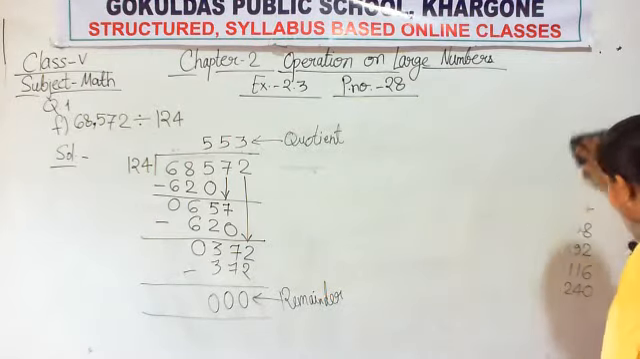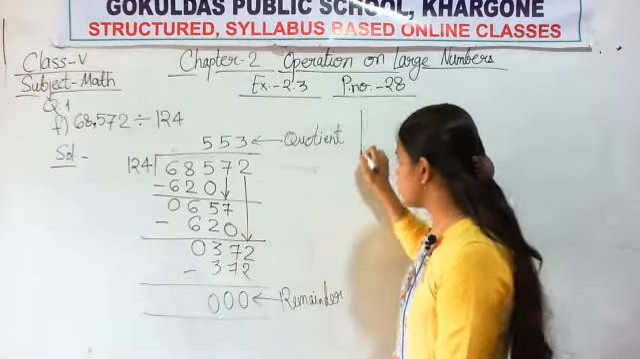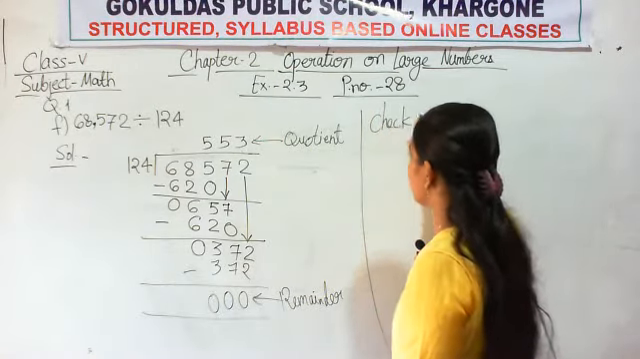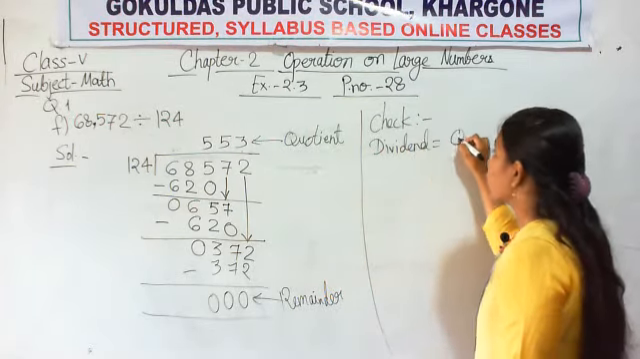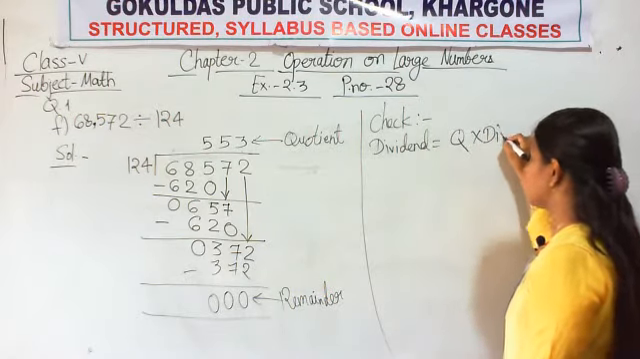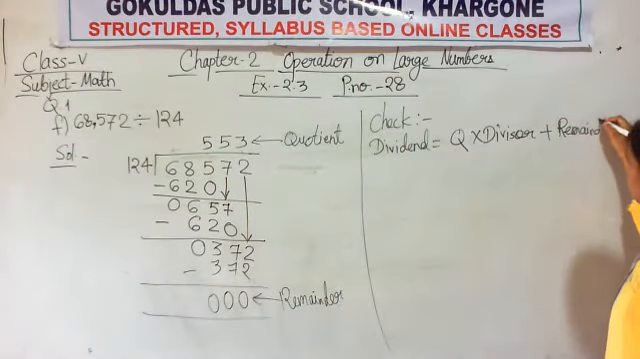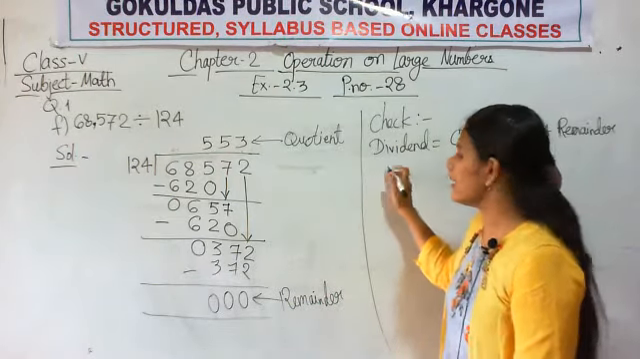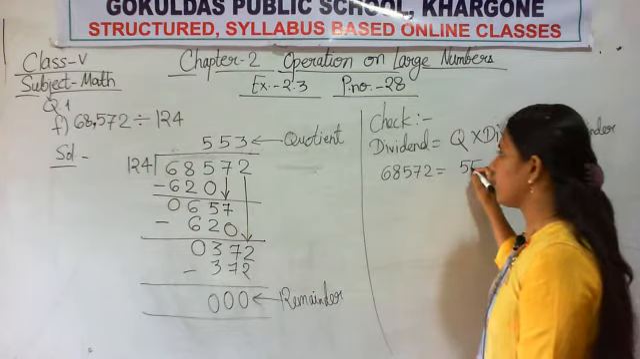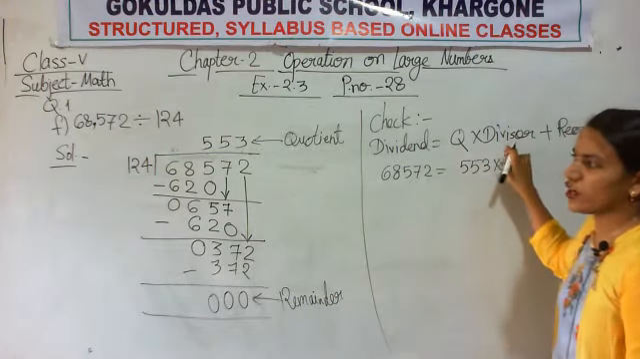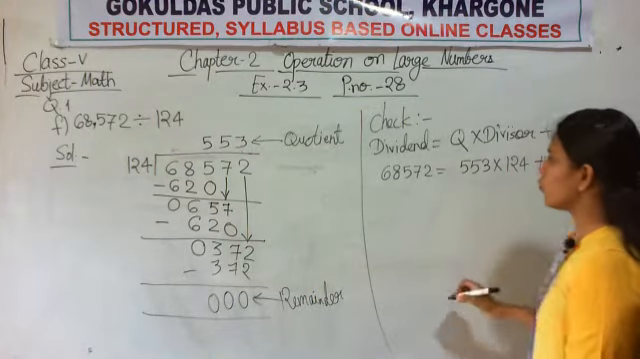One part of the question has been done, that is we have divided. Now we want to check our answers, right? So we want to check, one formula is there, that is dividend equals quotient multiplied by divisor plus remainder. So your dividend is 68,572. Your quotient is 553 multiplied by divisor. Your divisor is 124 plus remainder. Your remainder is 0. So I am writing 0 over here.